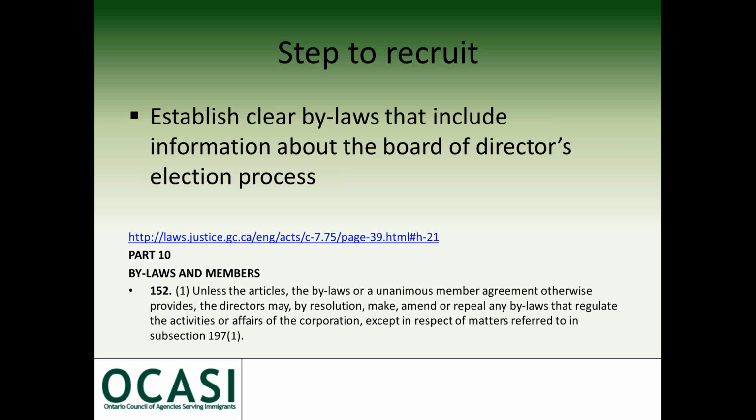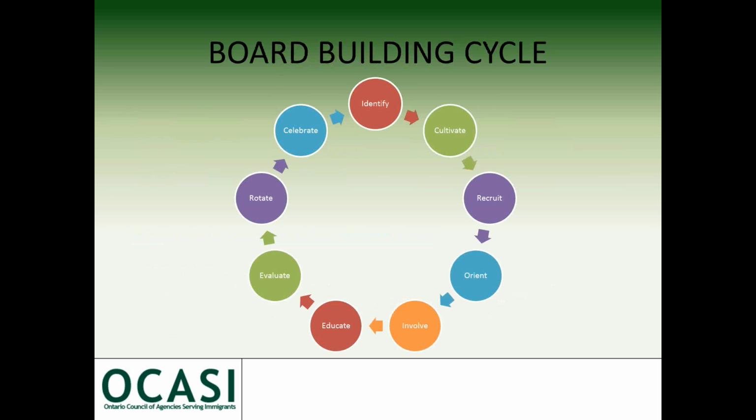Again, establish clear bylaws. The bylaws include information about the board of directors and the electoral process. Here I've cut and pasted just one subsection of the bylaws, section 10, around the laws for members. I'm not going to read it to you, but what I would challenge you to do is go to the site, download the bylaw section, and have a read. If you haven't done it before, this is a good time for you as a board member to do so. If you are the executive director and your board hasn't done it, then I recommend you make a copy for them and encourage them to go through it. Okay?